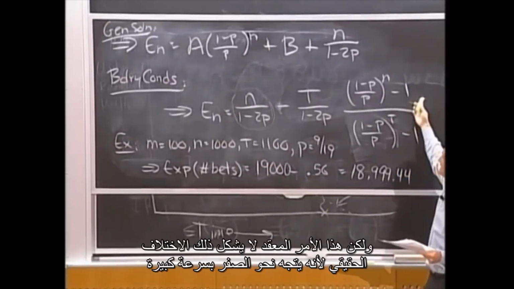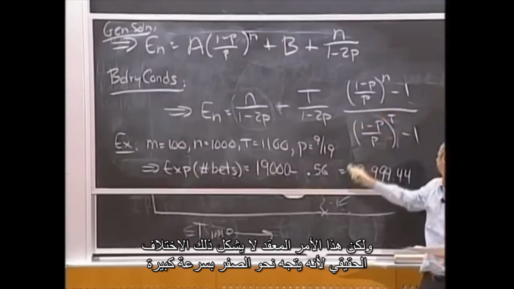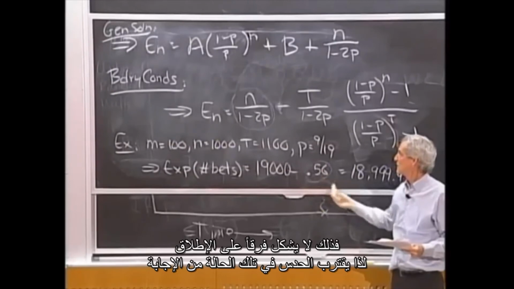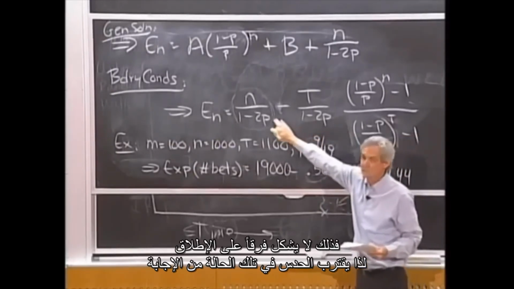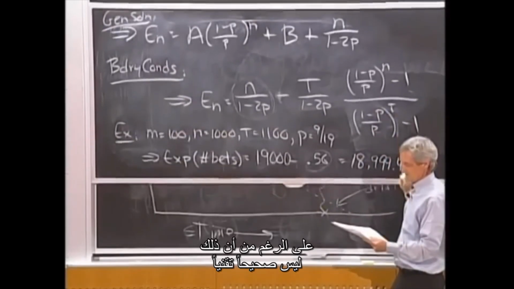But this nasty thing doesn't make much of a real difference because it goes to 0 really fast for any numbers like 100 and 1,000. Makes no difference at all. So the intuition in that case comes out to be pretty close, even though technically it's not exactly right.